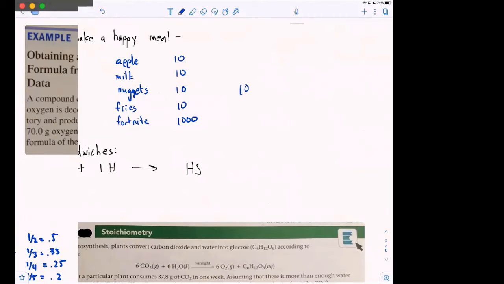Let's say I have 100,000 apples. We like our apples here. How many chicken nuggets can I have here? Or how many Happy Meals can I make now? Still, but I have 100,000 apples. Yes, you're still limited by something. And whatever it is you're limited by, that is exactly how much you can make. So we have a limiting reagent here.